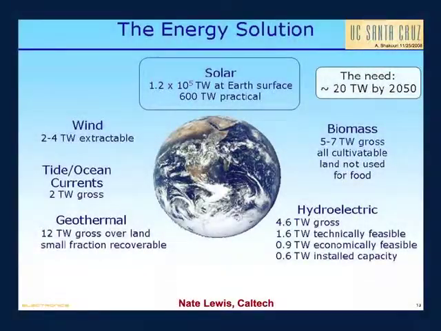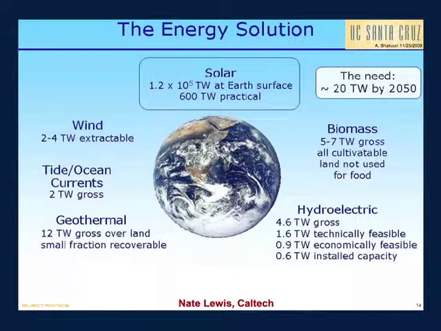We need about 20, 25 terawatts of energy. Different renewables have different amounts of energy available. Let me start with hydroelectric. We know about dams. You put a dam on a river, and it generates electricity when the water falls down. Technically or economically feasible is 0.9 terawatt, and 0.6 terawatt is already installed. So there are just not enough rivers and dams to solve our energy problem. Look at this 20 number there, with one here.